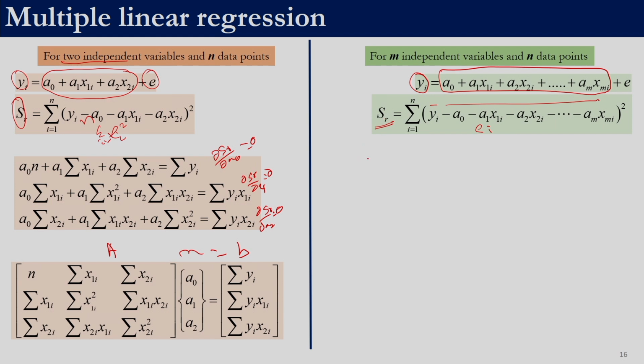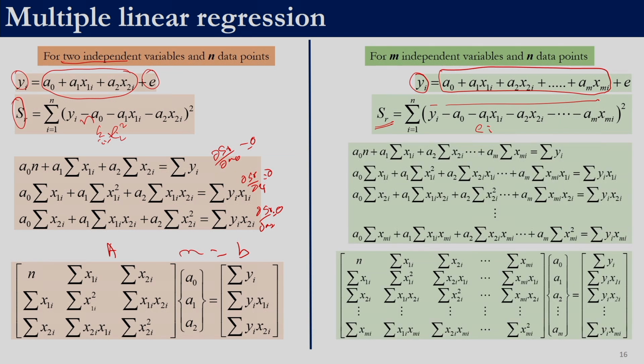Over here, if we are to apply the stationary condition, we need to do dou SR by dou a naught equal to 0, dou SR by dou a1 equal to 0, dou SR by dou a2 equal to 0, all the way up to dou SR by dou am equal to 0. So, if we do that, for example, with respect to a naught, this equation corresponds to that. It will be a naught into n plus a1 summation of x1i plus a2 summation of x2i all the way up to am summation of xmi equal to sigma yi. So, you can see the analogy between this equation and this equation.